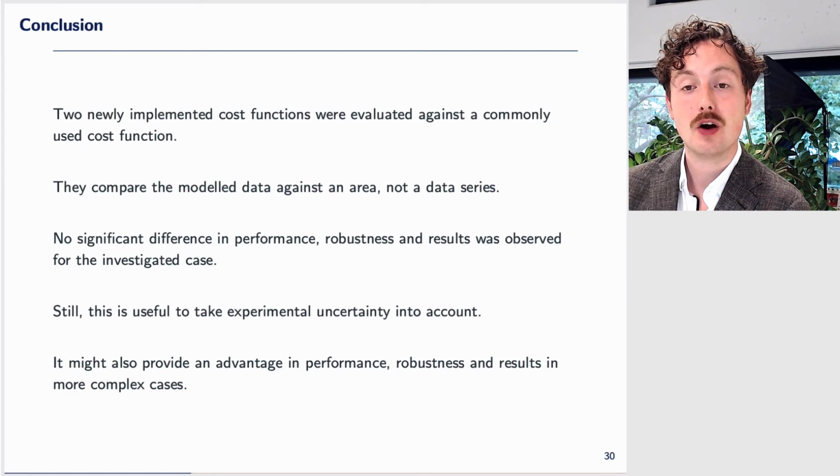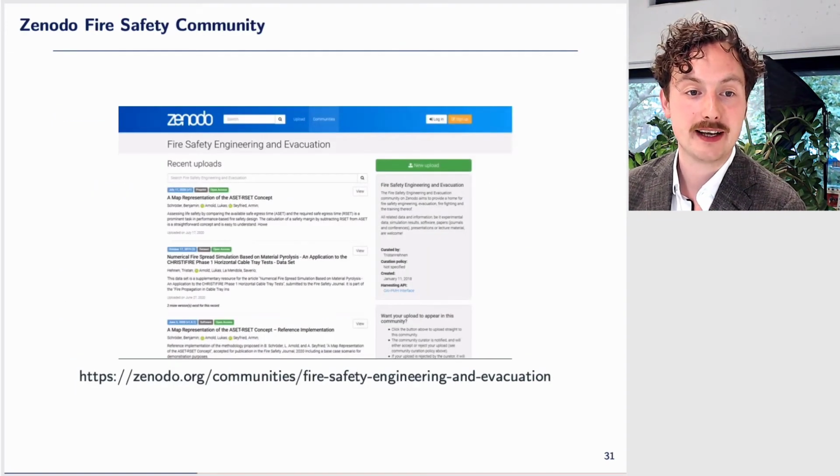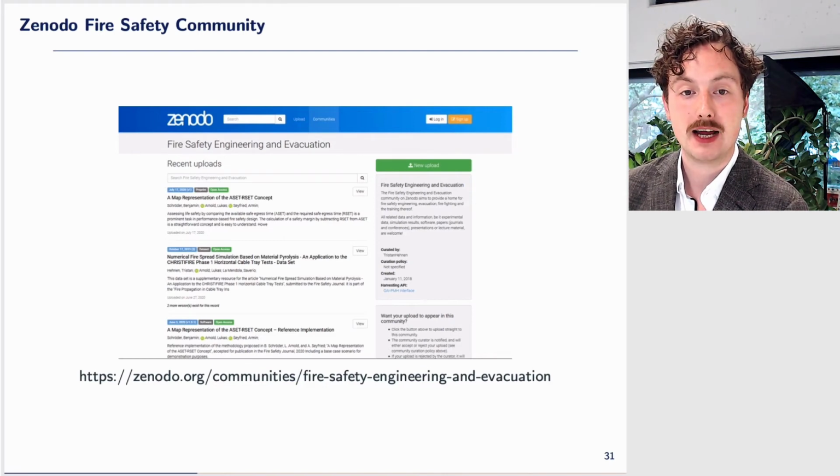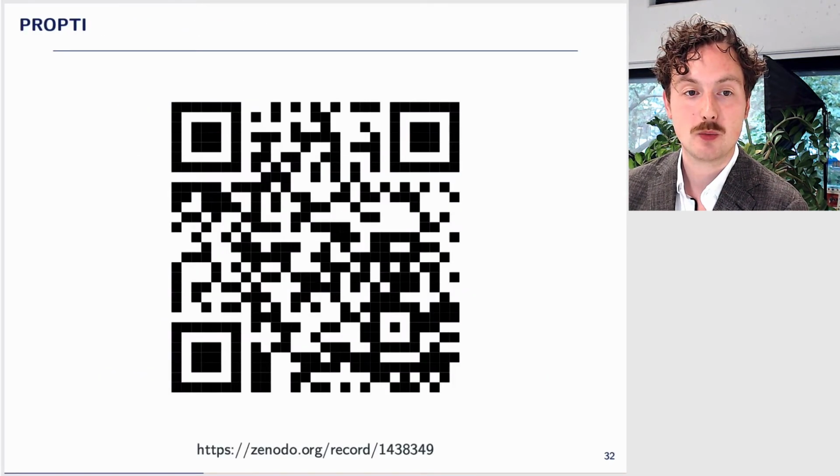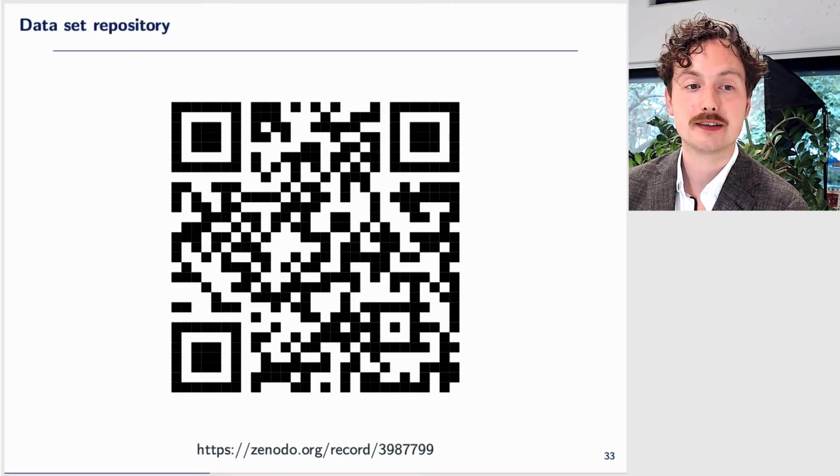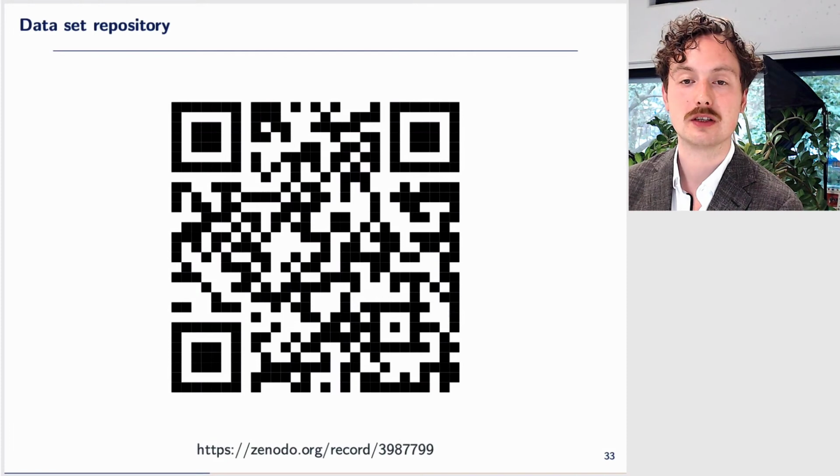All the data we produced with this contribution you will find in the Fire Safety Engineering and Evacuation group on a website called Zenodo. And you might get quick there with this QR code for the framework for inverse modeling, or this QR code for the dataset repository we provide as well on Zenodo.